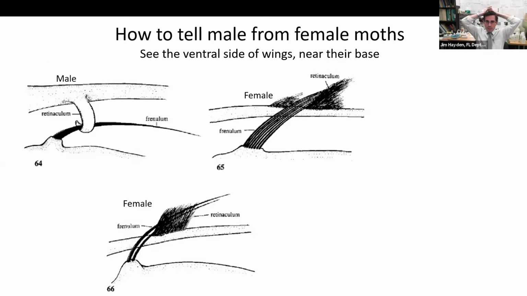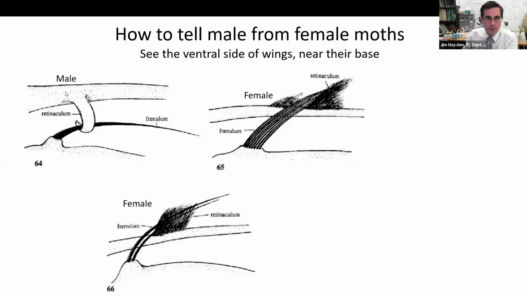A little lesson about how to sex moths. If you are in doubt about whether you even have a male or a female, use the wing coupling mechanism. It's pretty reliable for telling a male from a female. This is the anterior end of the hind wing, and this is the anterior end of the forewing, and they fold up closely to each other. The hind wing has one or more frenular bristles that stick out in front, and something in front clasps it and holds it in place.